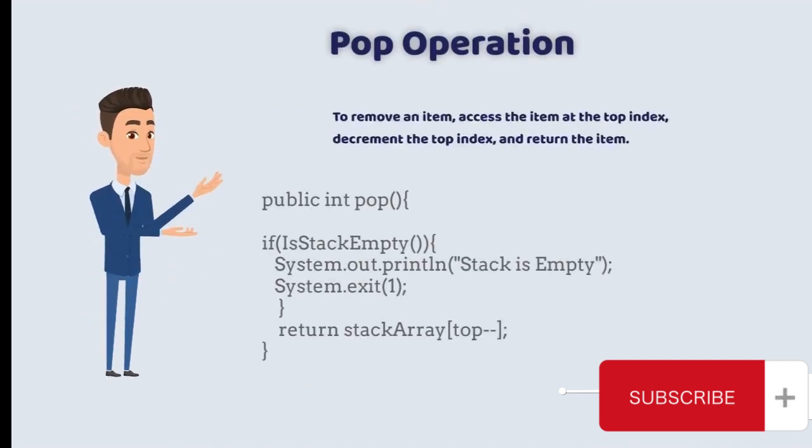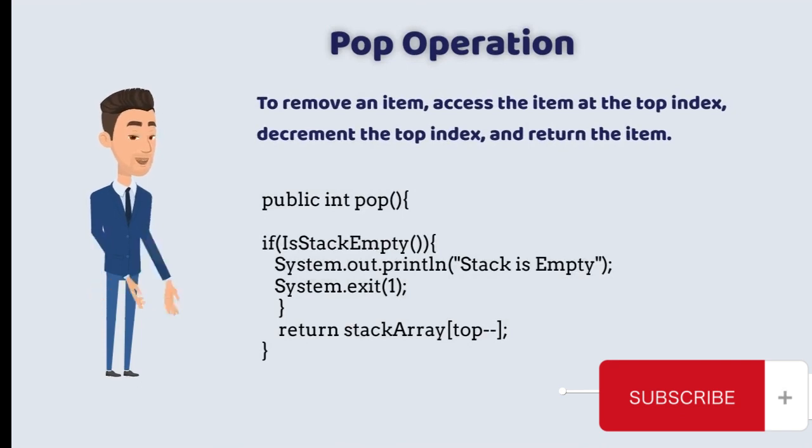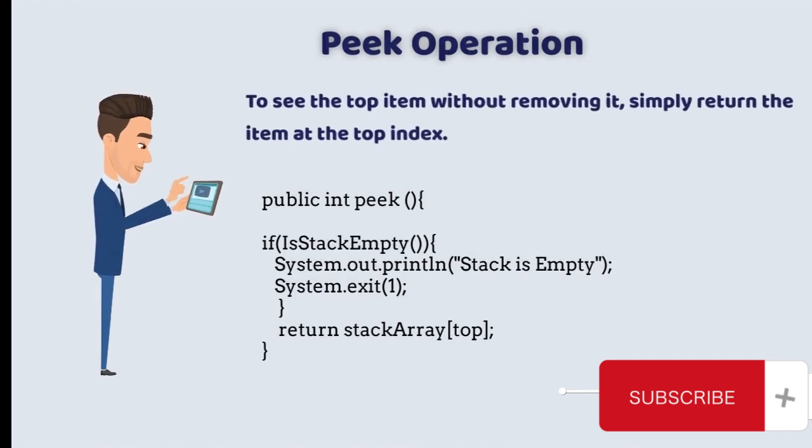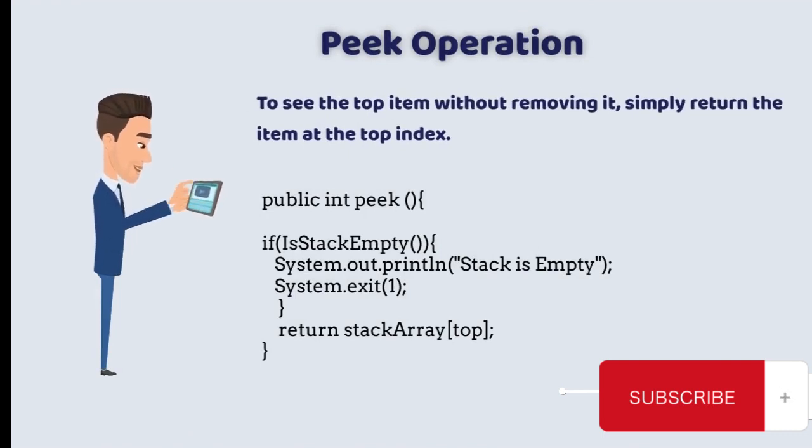Pop operation. To remove an item, access the item at the top index, decrement the top index, and return the item. Peek operation. To see the top item without removing it, simply return the item at the top index.